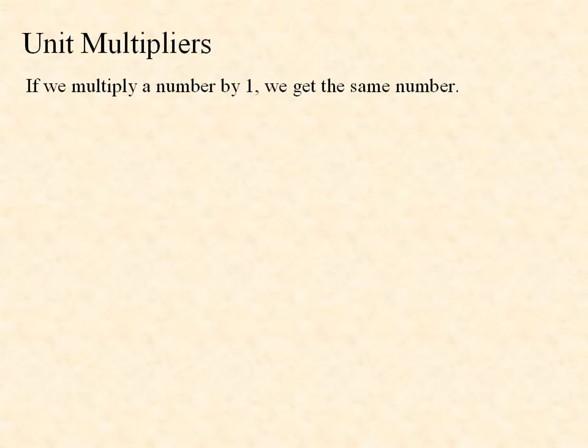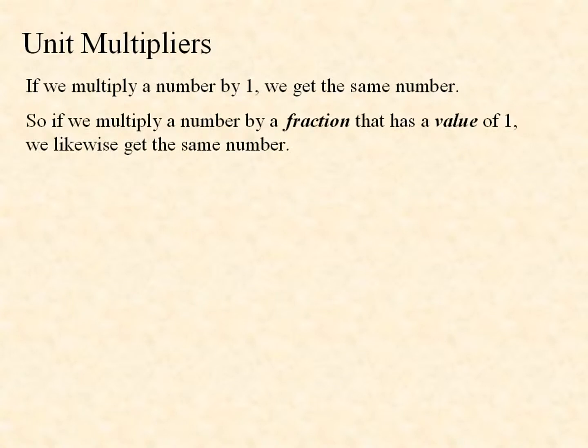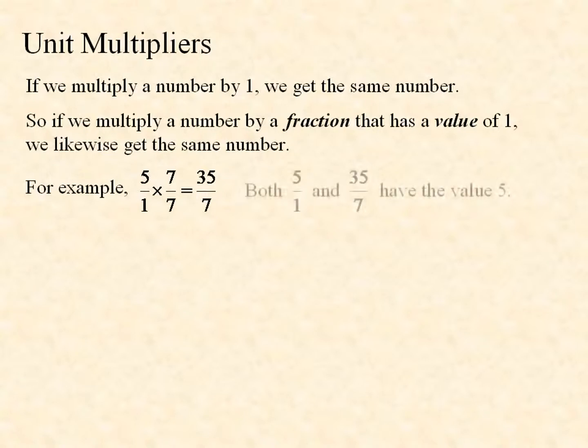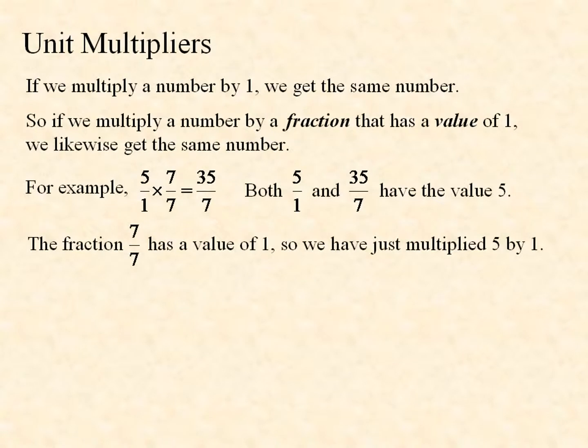Our next topic is unit multipliers. If we multiply a number by 1, we get the same number. So if we multiply a number by a fraction that has a value of 1, we likewise get the same number. For example, 5 over 1 times 7 over 7 is 35 over 7. Both 5 over 1 and 35 over 7 have the value 5. The fraction 7 over 7 has a value of 1, so we have just multiplied 5 by 1.